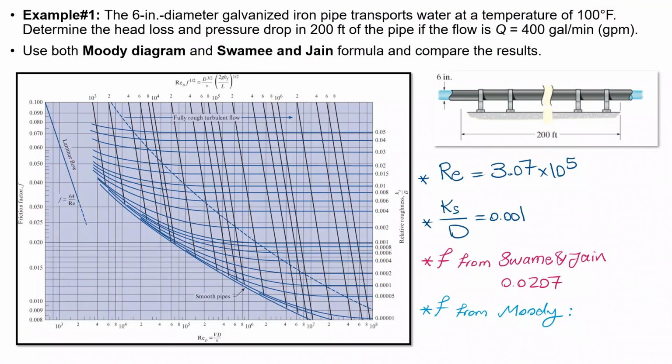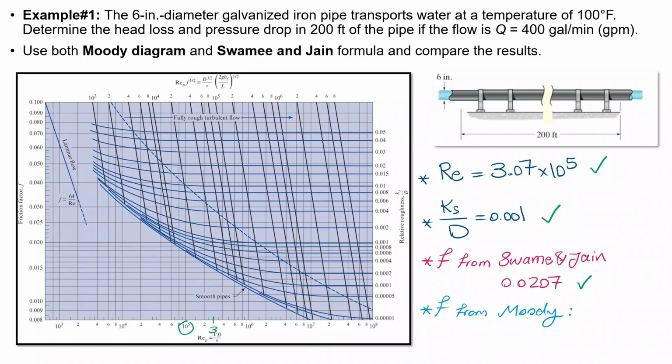All right, I just recapped the Reynolds number that we calculated in the previous slide and a relative roughness that we calculated in the previous slide, and F, or friction factor, from Swamee and Jain. Now, what we are going to do in this slide is, based on Reynolds number and relative roughness, find F from the Moody diagram. So Reynolds number is 3.07 times 10 to the power 5. So first of all, I will find 10 to the power 5. It's over here. And then find 3. It would be between 2 and 4. So it's over here. That's the value of Reynolds number.